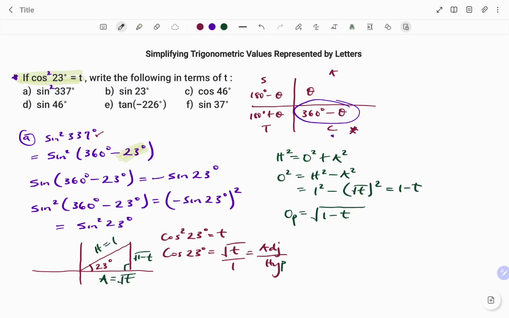So going back to our sine squared 23, we have sine squared 23 degrees equals, sine is opposite over hypotenuse, so I'm going to square that. So that will be O over H all squared, which is equal to opposite, that's root of 1 minus t, over 1 all squared. And my final answer will be 1 minus t.